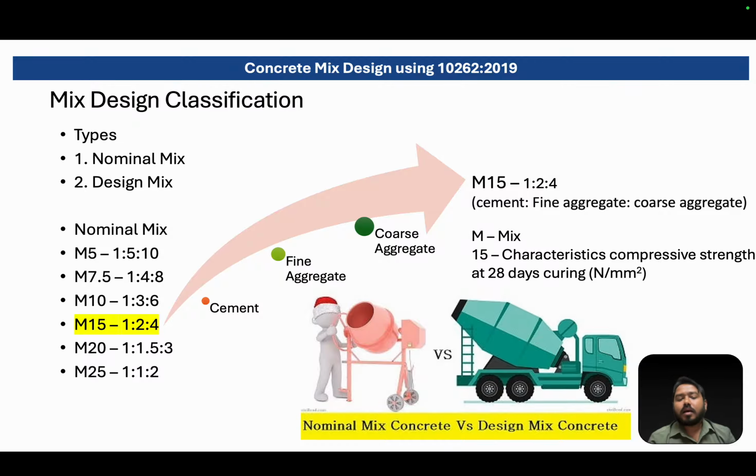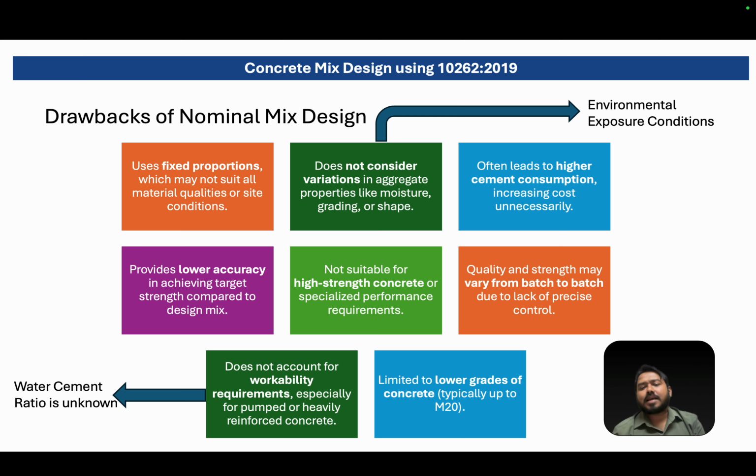We cannot go for it like a design mix. In the case of design mix, there are many more parameters we need to consider. If it is a very small scale and not structural, and you are not designing for a big mega structure, then for a small scale you can go with the nominal mix. But if you are really interested in a building and you need good structural strength, then you have to go for a design mix. We will come back to the differences and the drawbacks of nominal mix design, because in this particular lecture we are going to discuss more about the design mix part.